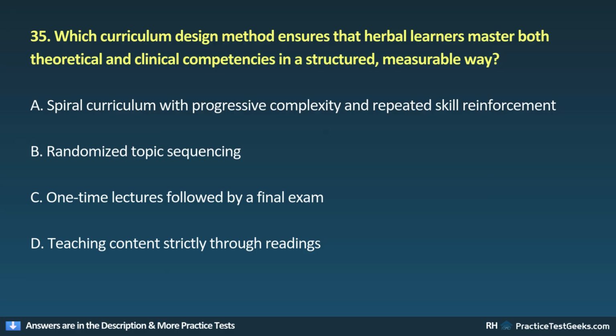35. Which curriculum design method ensures that herbal learners master both theoretical and clinical competencies in a structured, measurable way? A. Spiral curriculum with progressive complexity and repeated skill reinforcement. B. Randomized topic sequencing. C. One-time lectures followed by a final exam. D. Teaching content strictly through readings.